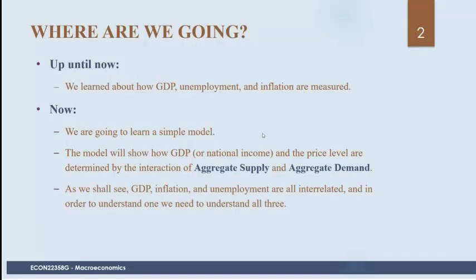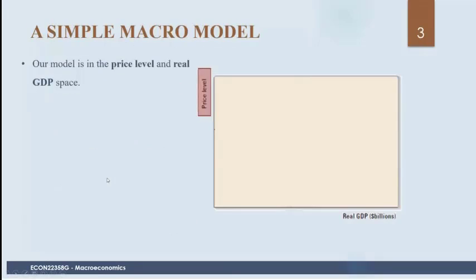And we'll see that these three things are very interrelated, and in order to understand one, you need to understand all three. The model will help with that. It's fairly straightforward. It has a lot of similar flavors as the supply and demand model, but the underlying story behind the curves is much different. So our model is in the price level and real GDP space. We have the price level on the vertical axis and real GDP on the horizontal axis. And we have three important curves.